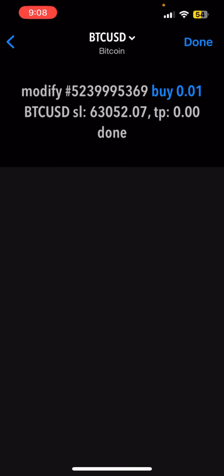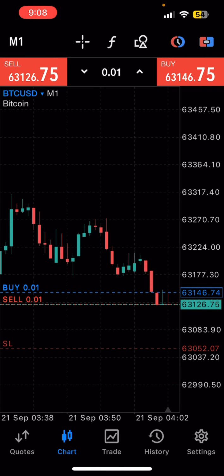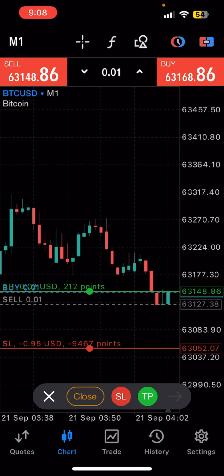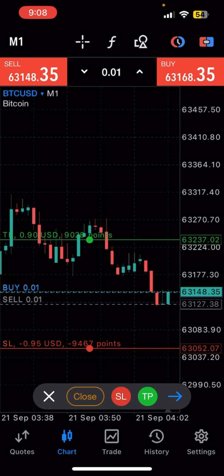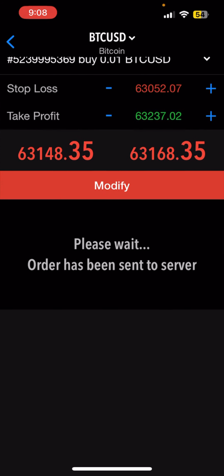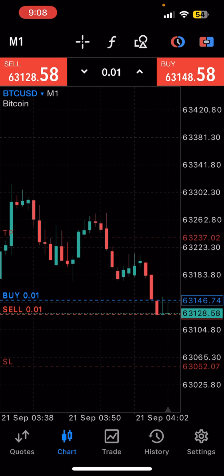You would see it here. This is how much I'm willing to lose, and in Mt5 you'll be able to see it, 95 cents per trade. And then I could also put a take profit. Once again, you can only do this here from Mt5. So you will be able to see a trade.